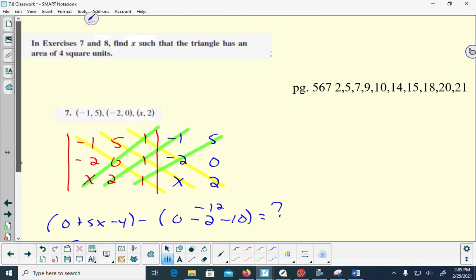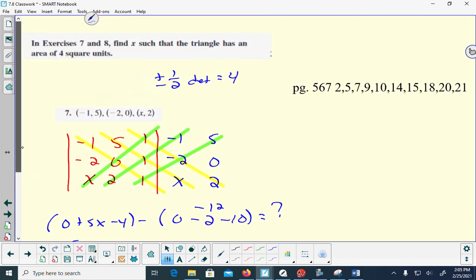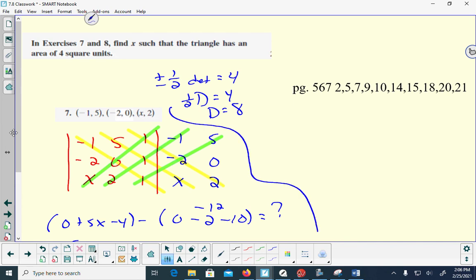Now let's go up here and see. We took plus or minus 1/2 times the determinant, and we set that equal to the area of the triangle, which in this case is 4. So this is my determinant, it's 5x plus 8. Let's call this D for lack of anything else. If I multiplied by a positive 1/2 and set that equal to 4, then the determinant would be equal to 8. Maybe I had to multiply by negative 1/2 times the determinant, and that was equal to 4, then the determinant would equal negative 8.